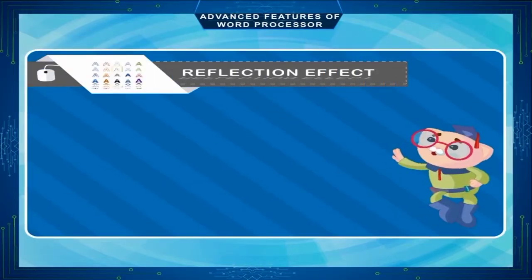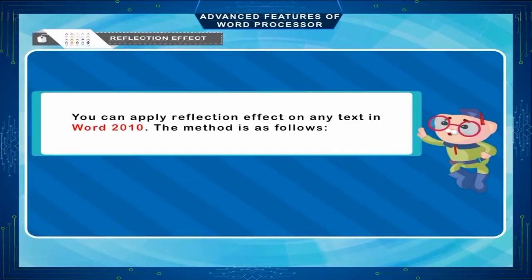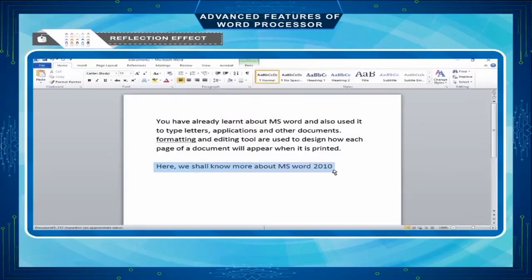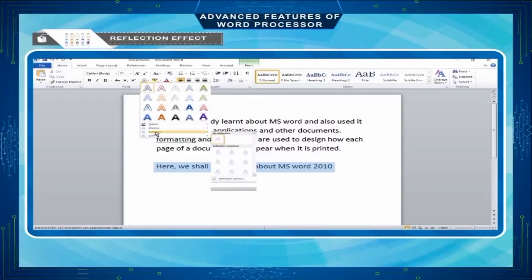Reflection effect. You can apply reflection effect on any text in Word 2010. The method is as follows. Select the text on which you want to apply reflection effect. Click on the Text Effects button. A pop-up box will open up. Click on the reflection. You will see different types of reflection from which you can select any one to apply on your text.